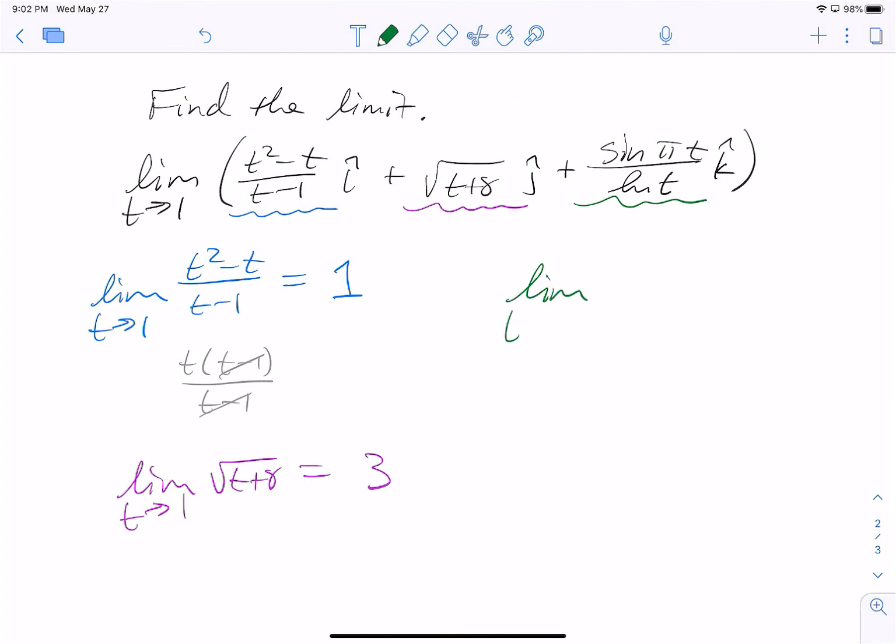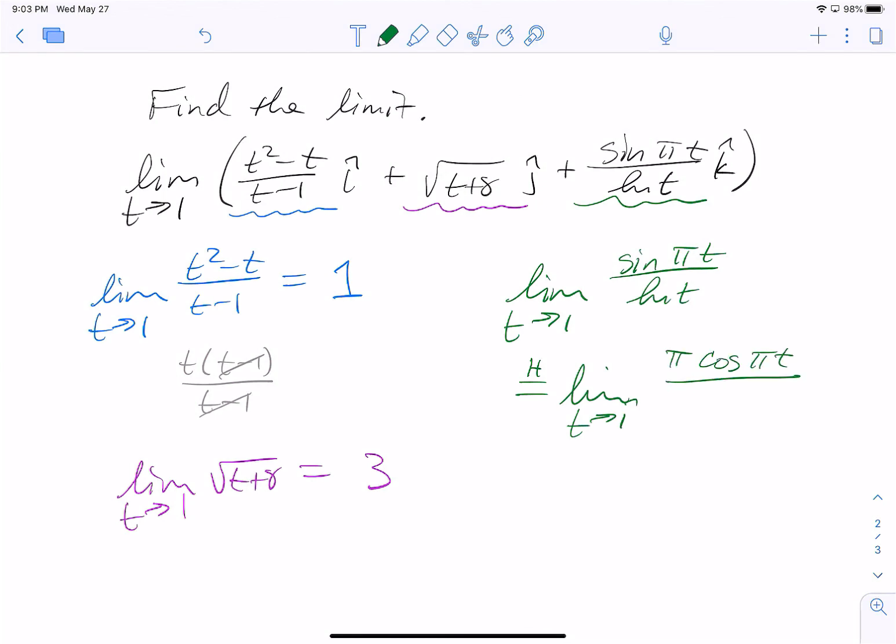We're looking at the limit as t approaches 1 of the sine of pi t divided by the natural log of t. And I again see that we have an indeterminate form here. 0 in the numerator, 0 in the denominator. This time, a simple algebraic simplification isn't going to work, but L'Hopital's rule will. And so we're looking at the limit as t approaches 1 of pi times the cosine of pi t in the numerator and 1 over t in the denominator.